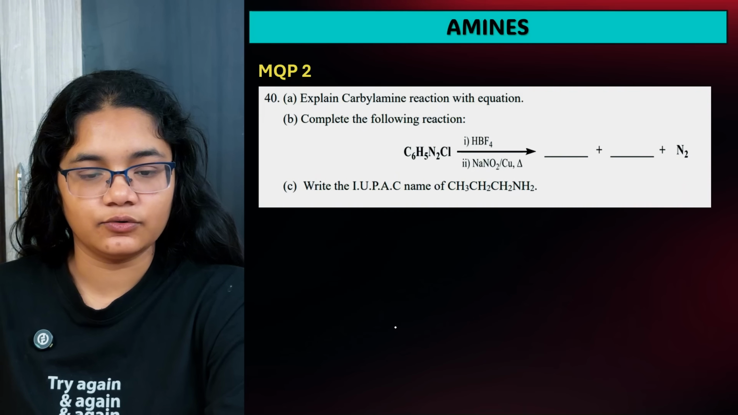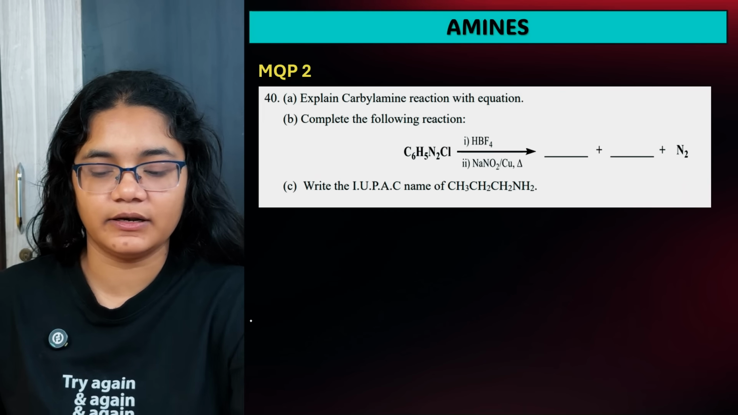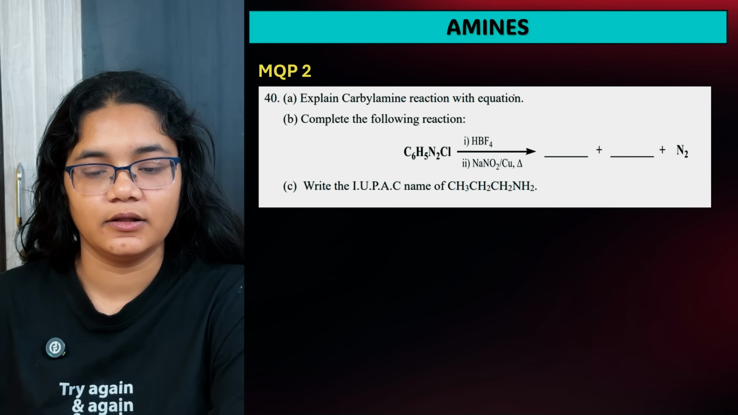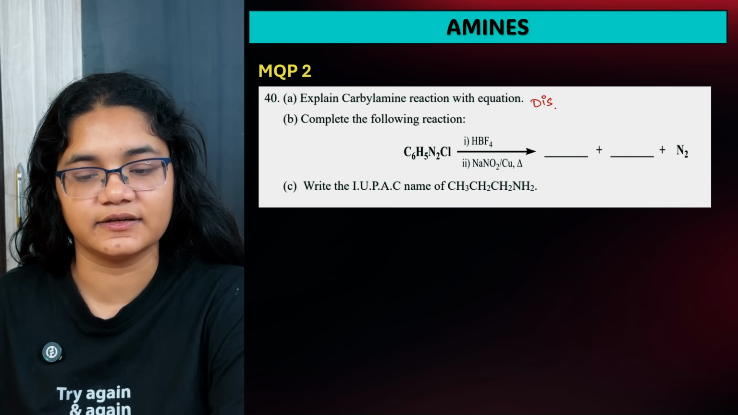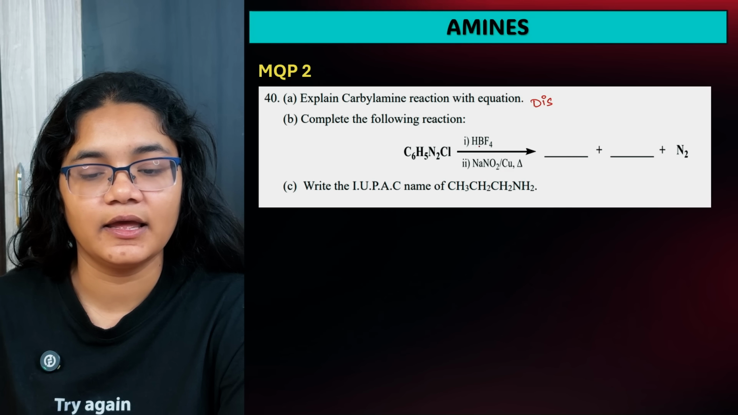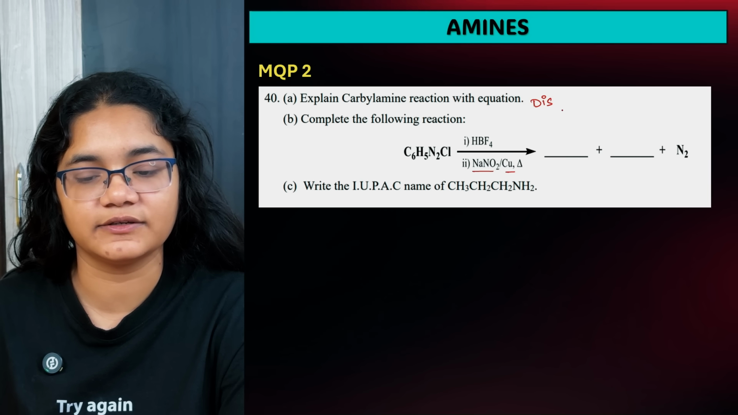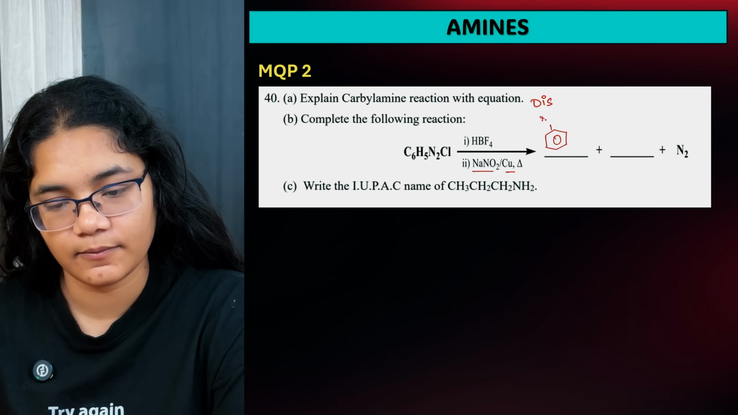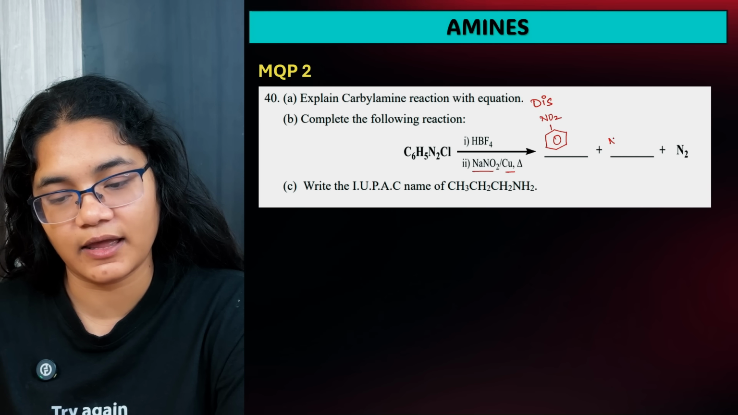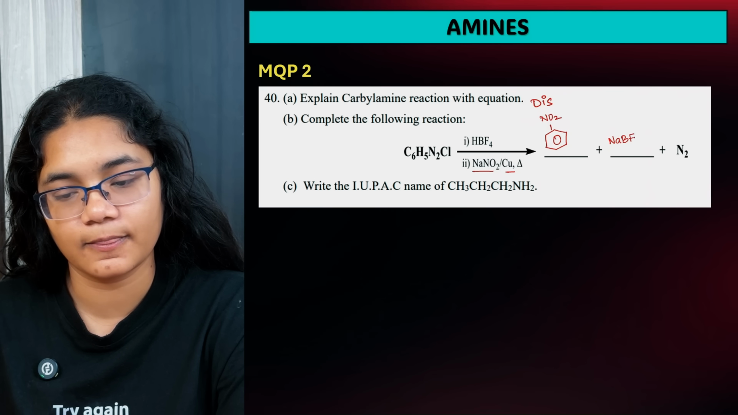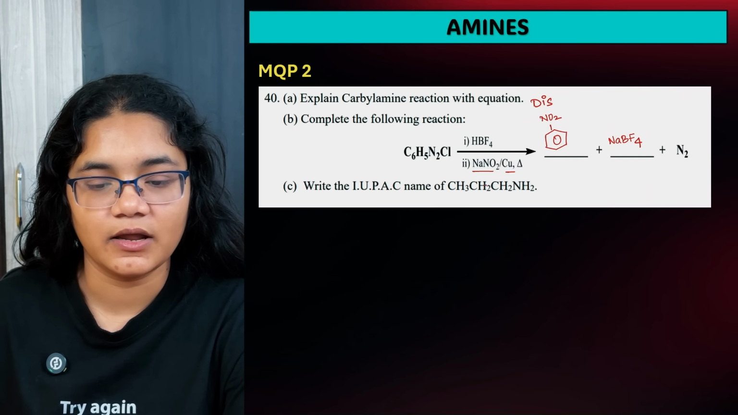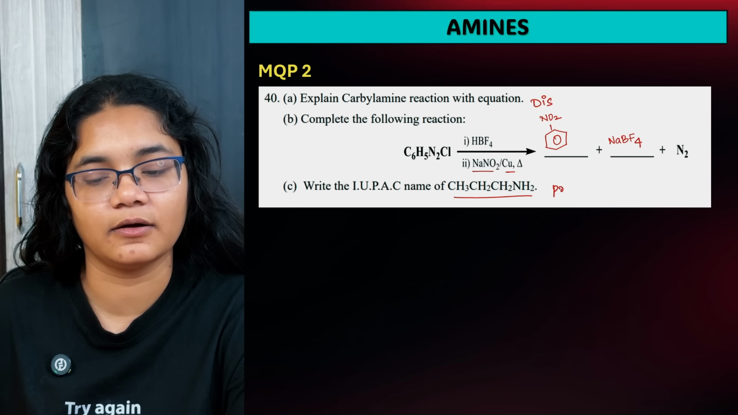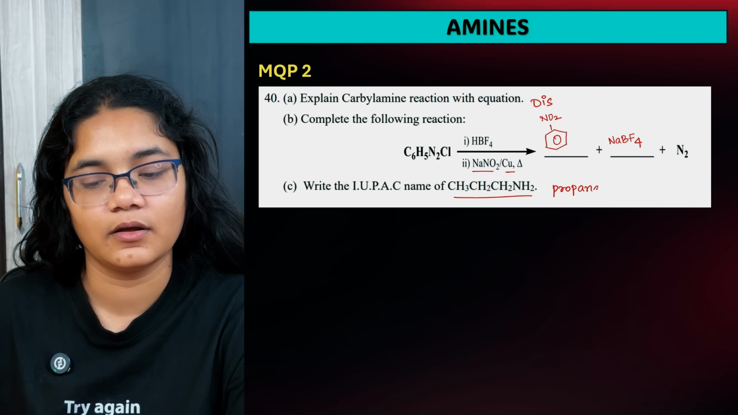Okay, next moving to model question paper 2, explain carbylamine reaction. We have just discussed this question already, right? This question we have already discussed. Then if you have treated with HBF4 plus NaNO2 plus copper, so here you will get nitrobenzene. Okay, and you have NaBF4 plus N2. Next you have IUPAC name of 1, 2, 3 carbon amine, so it is propanamine.